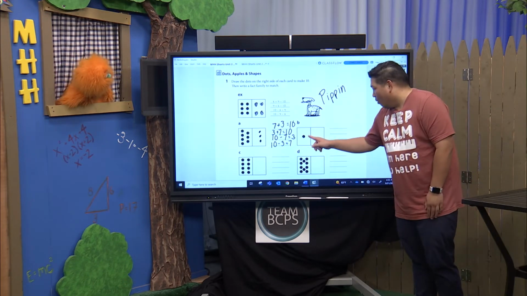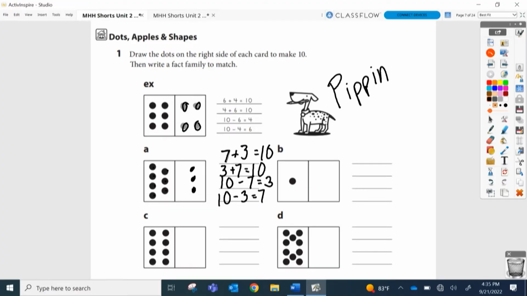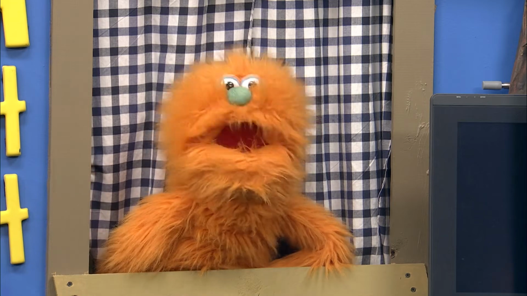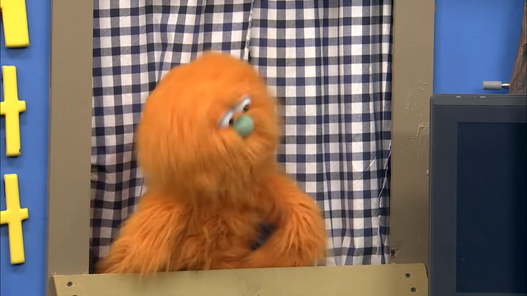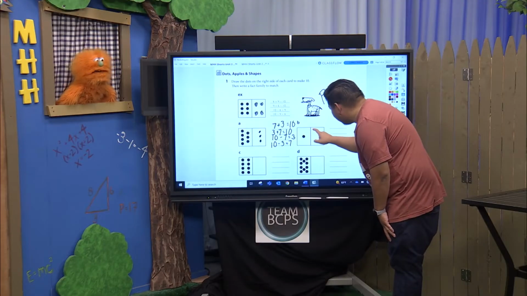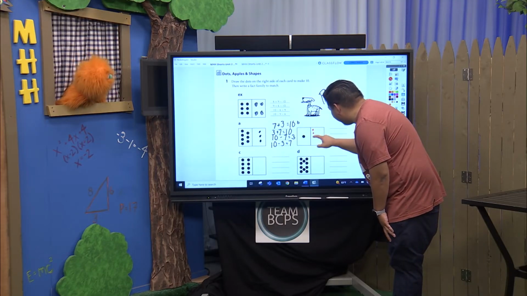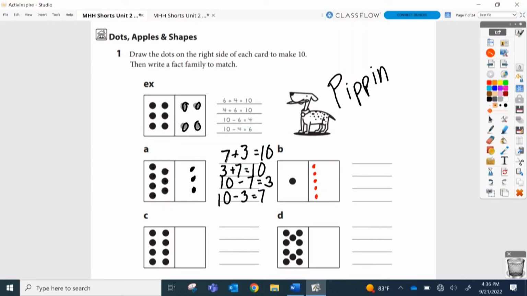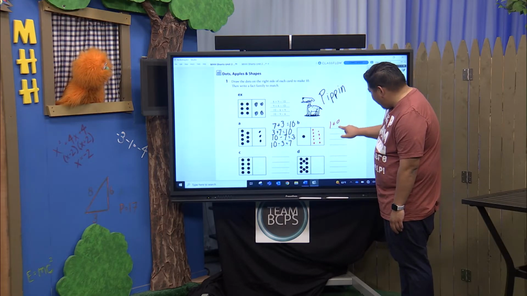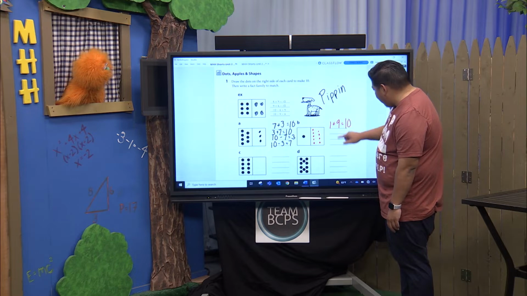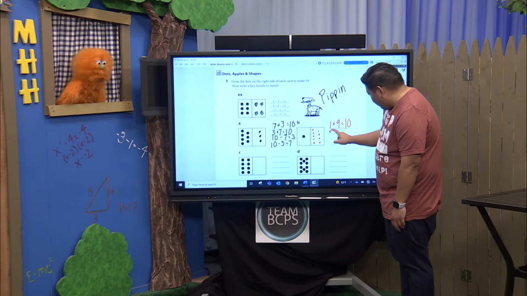Here we have 1. How many more do we need to get to 10? Well, if we only have 1, we need 2, 3, 4, 5, 6, 7, 8, 9, 10. That's 9 more. So we have 1 plus 9 equals 10, or 9 plus 1 equals 10.